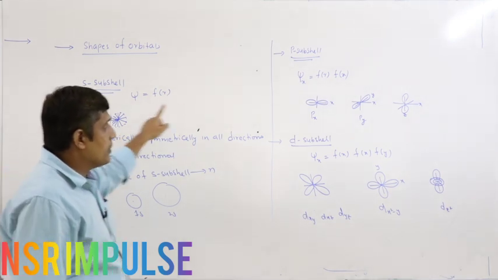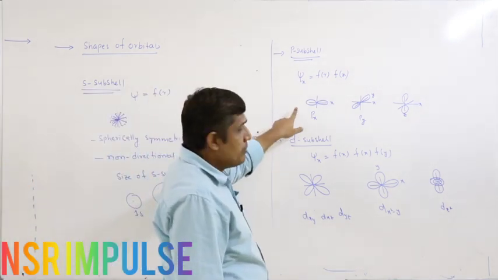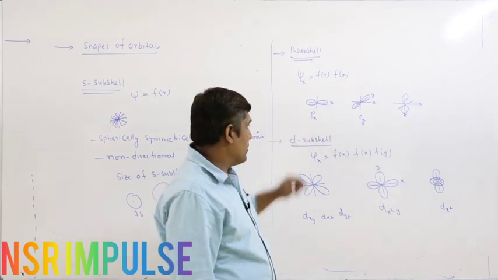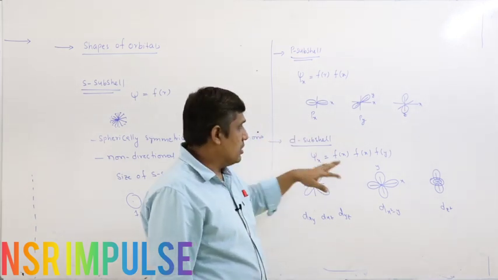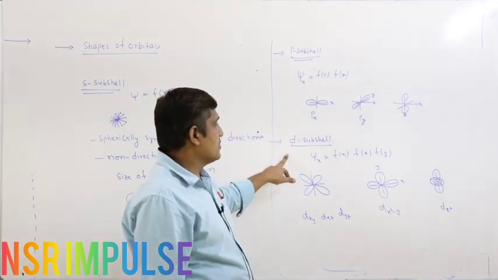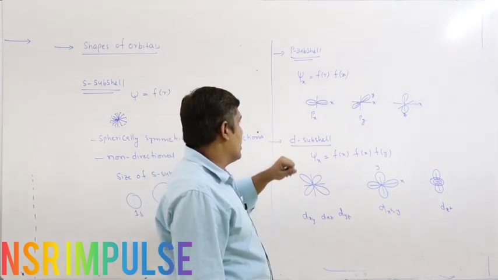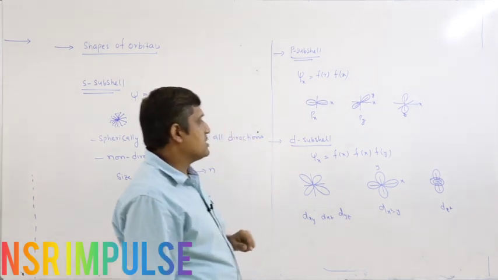Spherical S, dumbbell P represents principal, D represents diffuse, F represents fundamental.